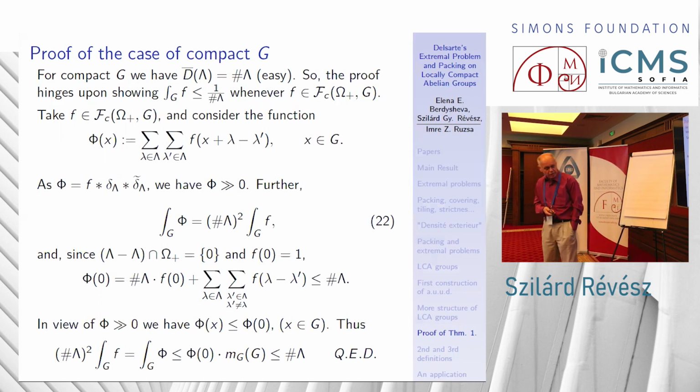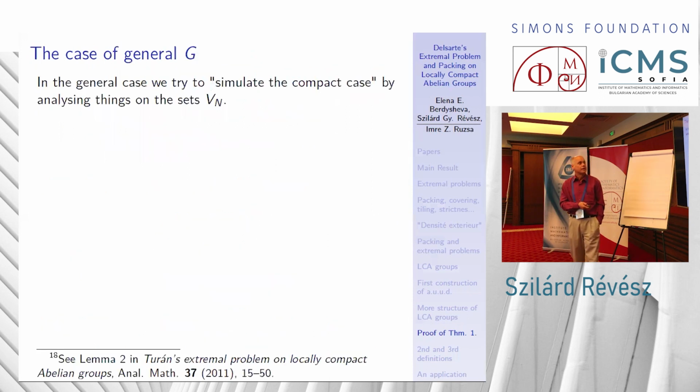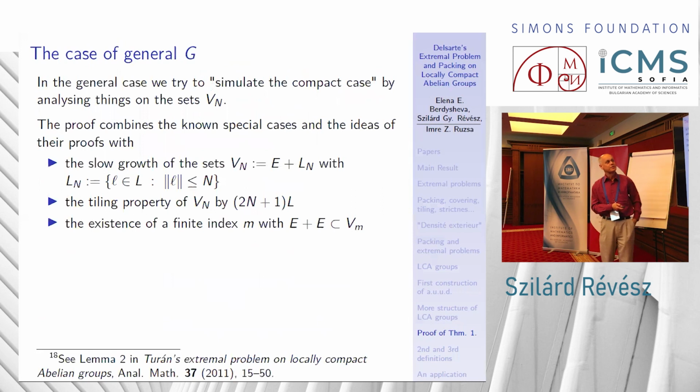And so the main proof is kind of simulating the compact case using this slow growth of the sets Vn. Where now the Vn are defined this way. This is kind of equivalent to the construction we had before. And we need that our constructed Vn's admit a tiling in the certain set.